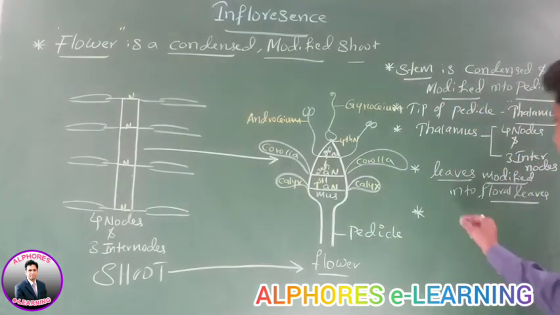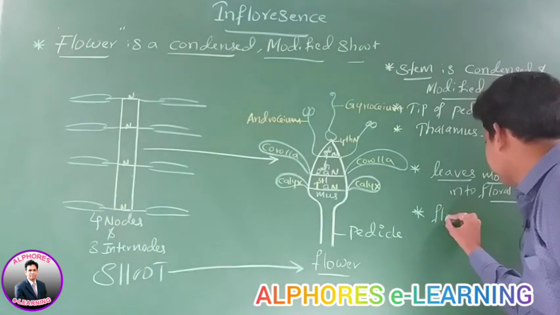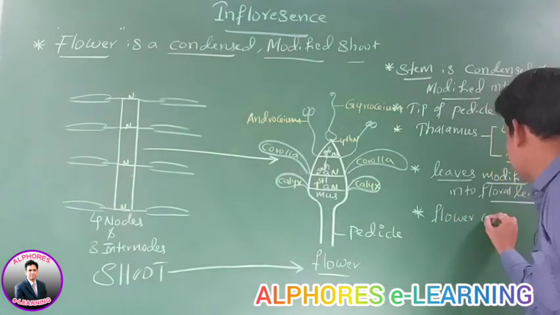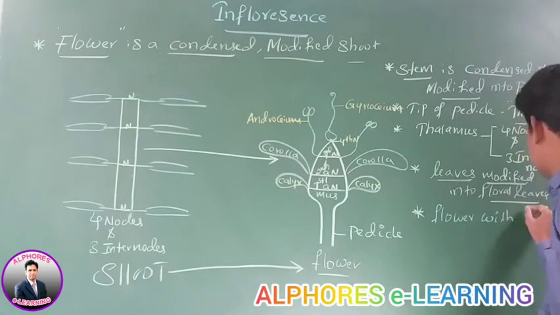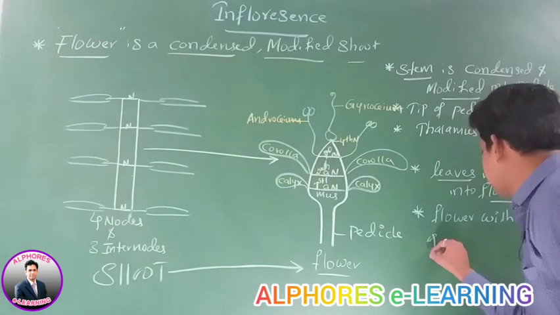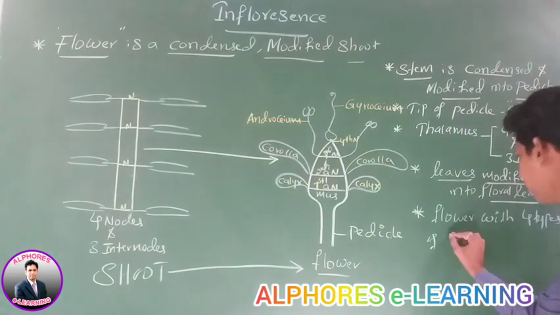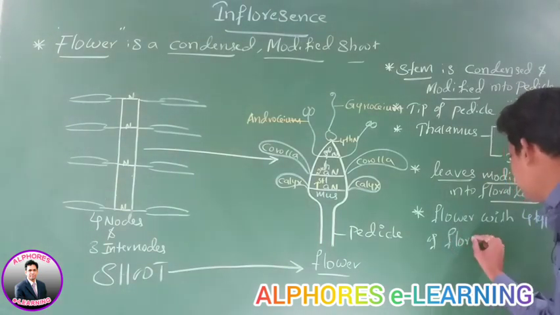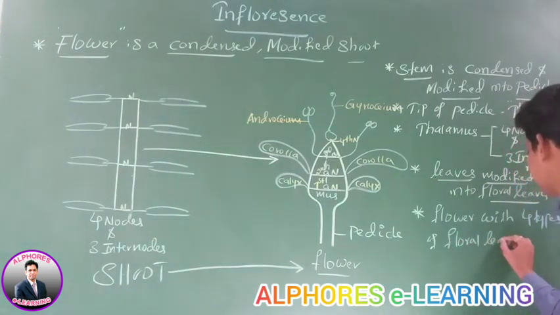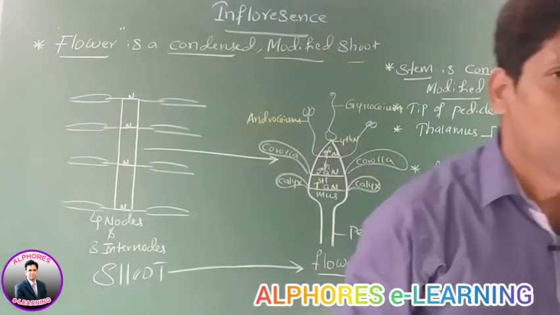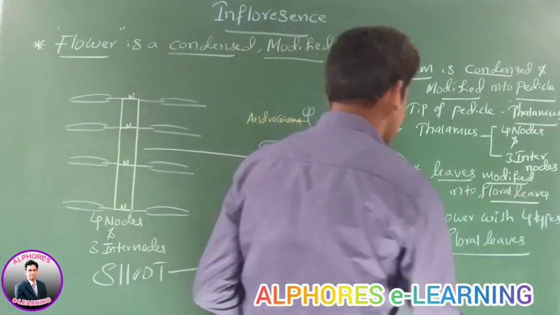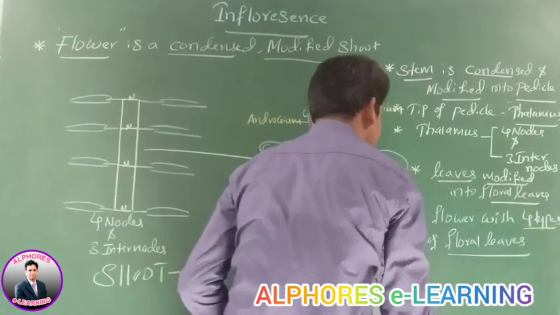Therefore, a flower is with 4 types of floral leaves. Is it okay? Right? What are those 4 types of floral leaves?